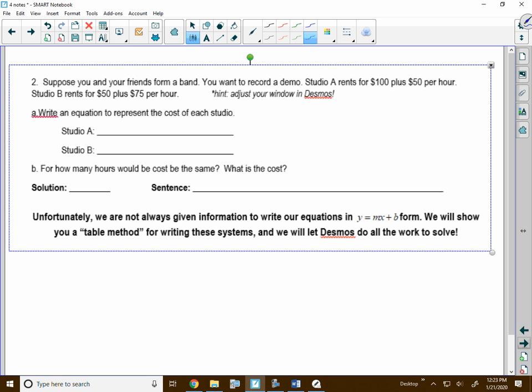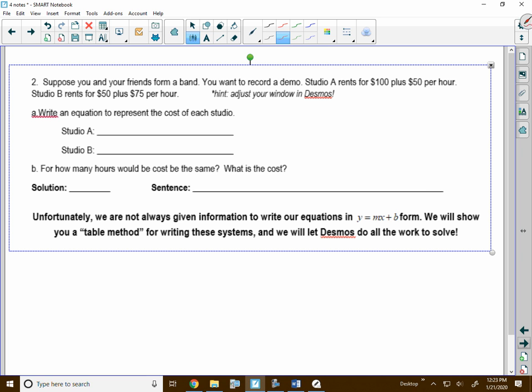Alright, suppose you and your friends form a band. Okay, you want to record a demo. You have 2 studio options. Studio A rents for $100 to start, and then $50 per hour. Studio B, $50 plus $75 per hour. Which number is going to happen over and over again? Is it the starting one or the one that's per hour? Per hour, right? So if you see the word per, again, that tells you slope.